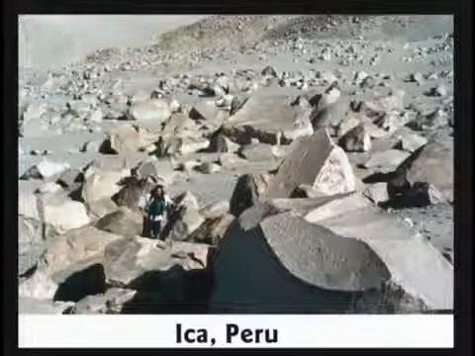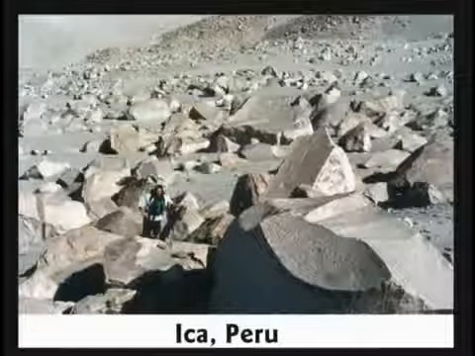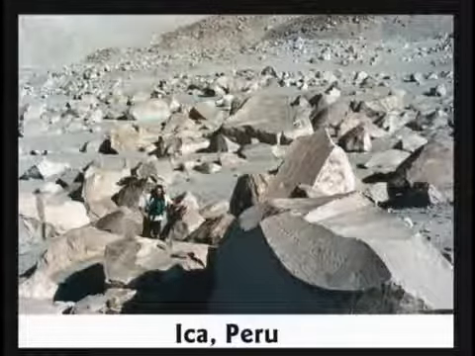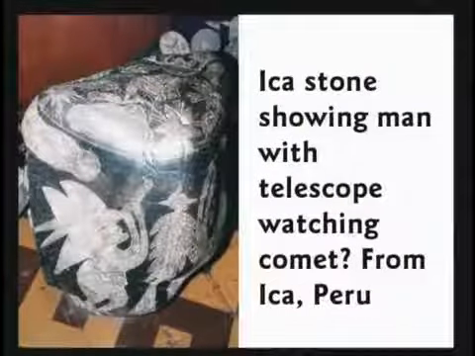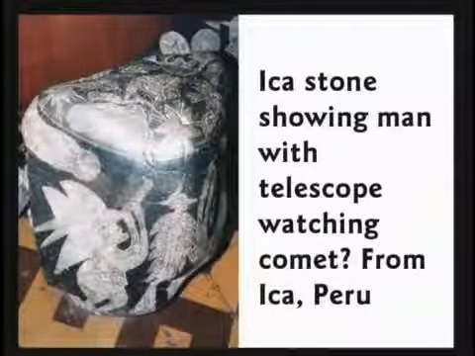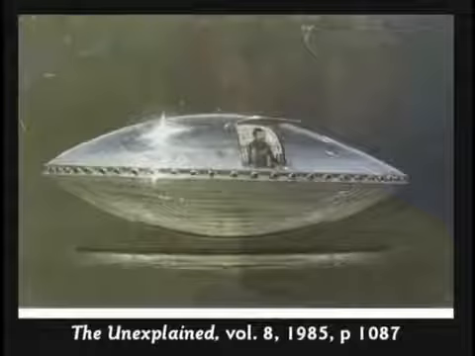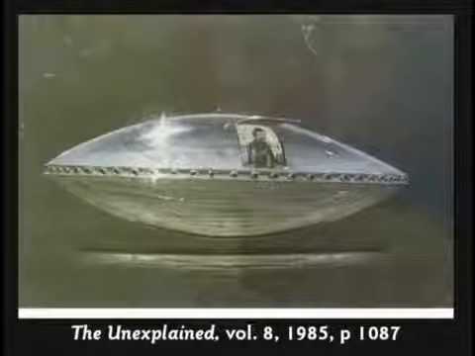Right? Down in Ica, Peru, where the Ica stones are found, many strange things are found, including an Ica stone with a chief or something, an Indian of some kind, looking through a telescope, apparently, at something flying through the air. Maybe a comet, maybe a UFO, I don't know. Probably a comet with the tail on it. But there have been stories of strange things being seen in space, UFOs, for a long time.